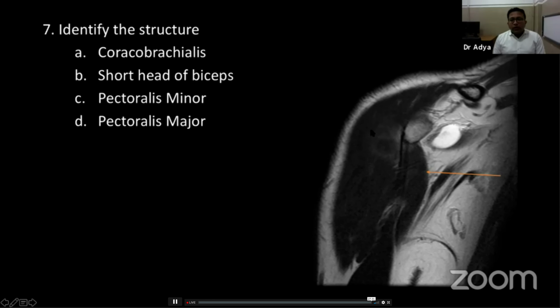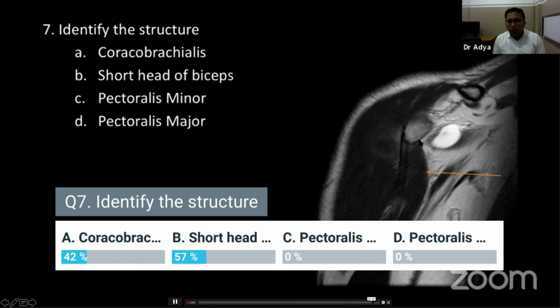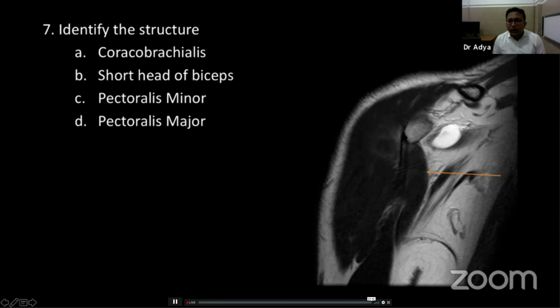Okay, so now let us review the anatomy here. So this is again the coracoid process. This is the apex of the coracoid process. It has a lateral part of the apex and a medial part of the apex. The structure which arises from the lateral part of the apex here is the short head of biceps. The muscle that arises from this medial apex is the coracobrachialis muscle, and the other muscle which gets attached to the coracoid process is the pectoralis minor.